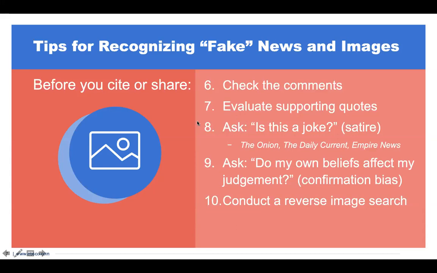Number 7 is evaluating it, looking at the supporting quotes. If they have named other people in the source or in the story, then find those sources as well. Figure out who those people are, what their credentials are, do they have the authority to be saying what they are, are they an expert on that certain topic? So evaluate it thoroughly, not just taking it at face value.